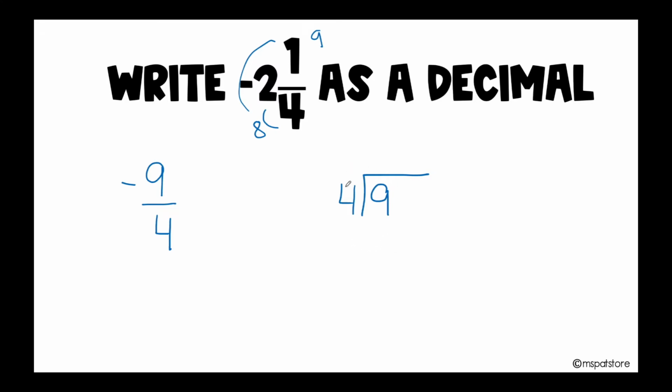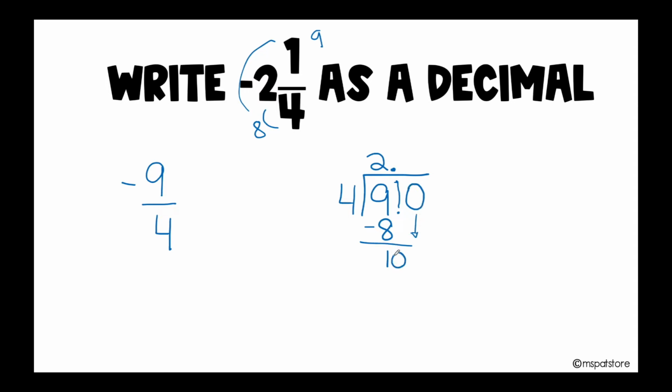So let's see. 4 fits into 9 2 times because 4 times 2 is equal to 8. 9 minus 8 is equal to 1. But here I have a situation. I cannot have this remainder here. I need to continue. So remember that at the end of any whole number, you have a decimal point and an infinite amount of zeros. So I'm going to put a decimal point here. And remember that when you're dividing decimals, you just put this decimal point up right here. So I'm going to add my invisible zero, and I'm going to bring it down.